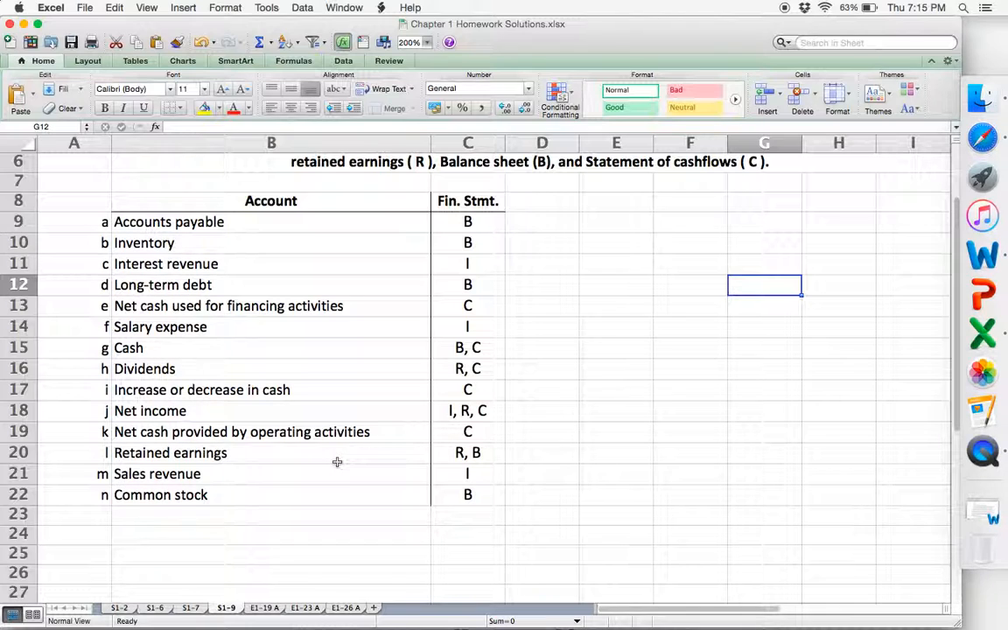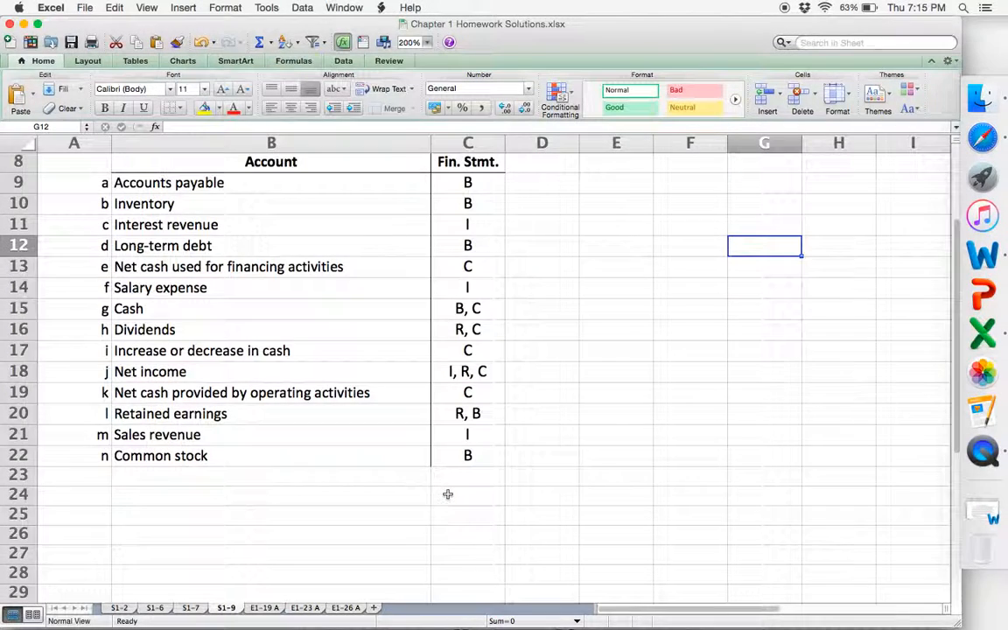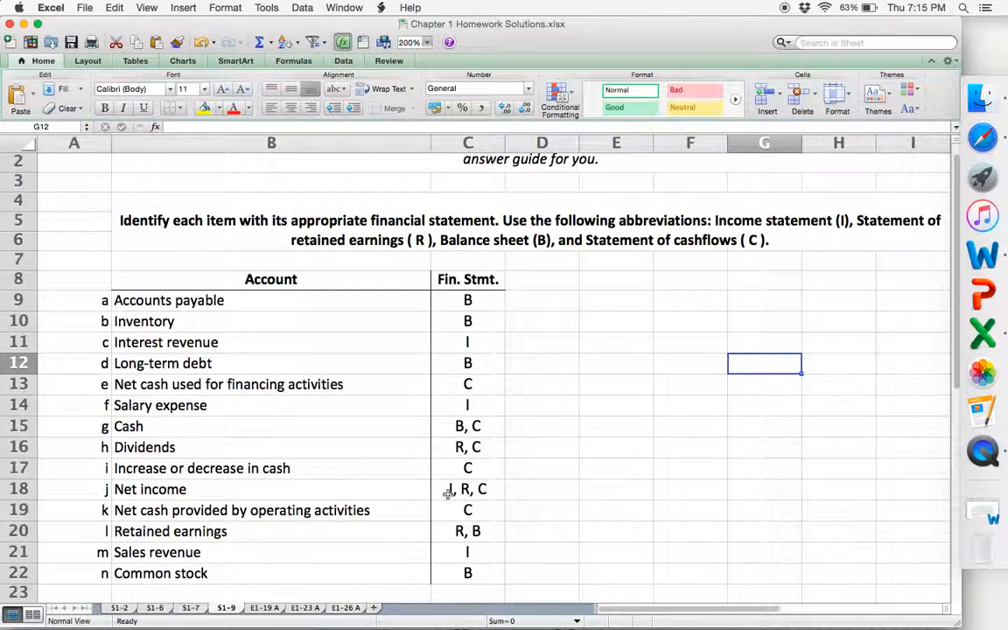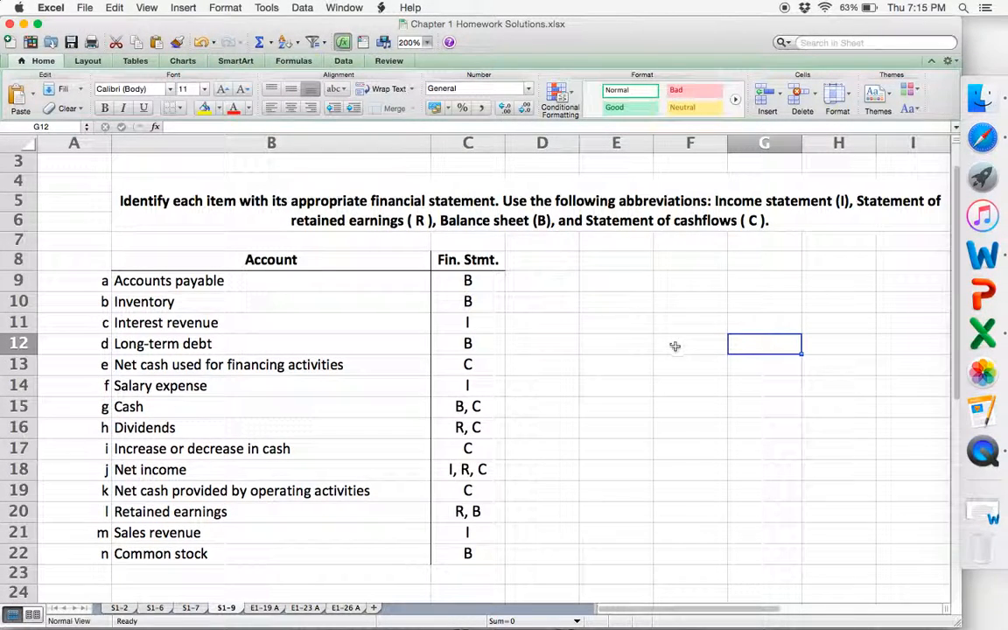Your retained earnings, again, this is going to be listed on 2 places as well. First, you're going to find what that ending balance is on your statement of retained earnings, and then that flows into the balance sheet under the stockholders' equity section. Sales revenue will be income statement, and then your common stock will be on the balance sheet, again, under the stockholders' equity section. So I just kind of threw this one in here as a little extra treat for you guys.